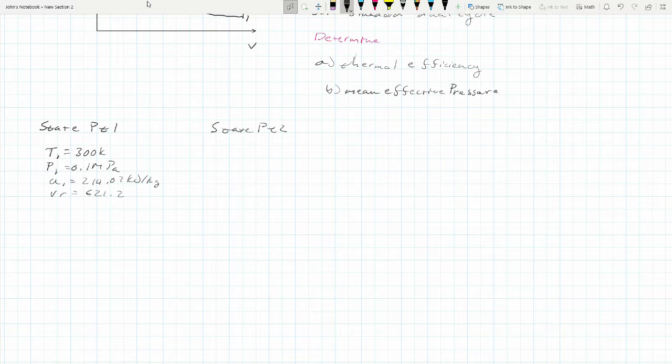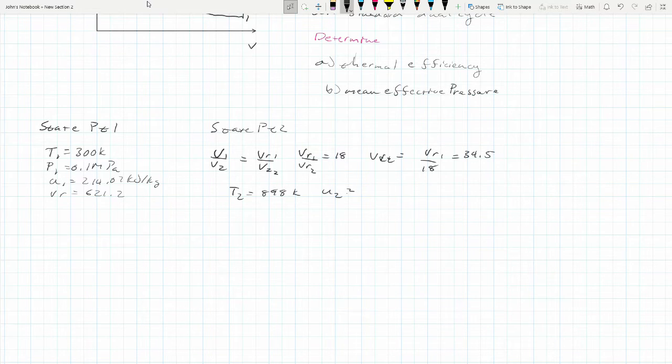So state point 2. V1 over V2 is equal to VR1 over VR2. So VR1 is equal to 18 over VR2. VR2 is equal to VR1 over 18, which is equal to 34.5. From that, we get T2 is about 898 Kelvin. U2 is about 674 kilojoules per kilogram. And H2 is about 931 kilojoules per kilogram.